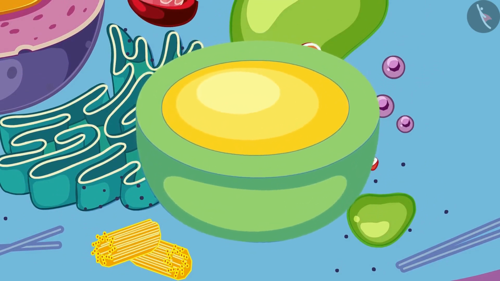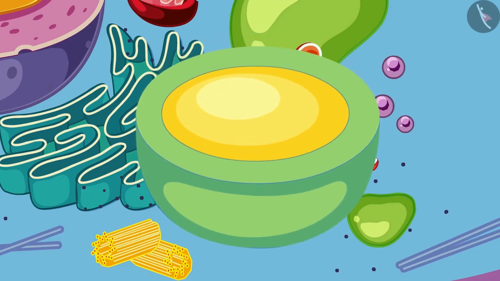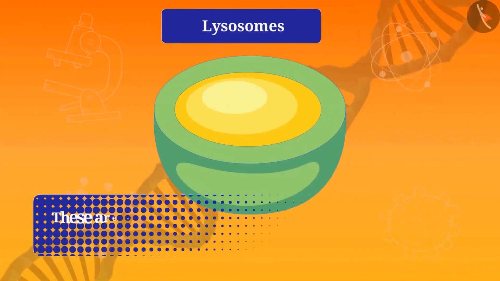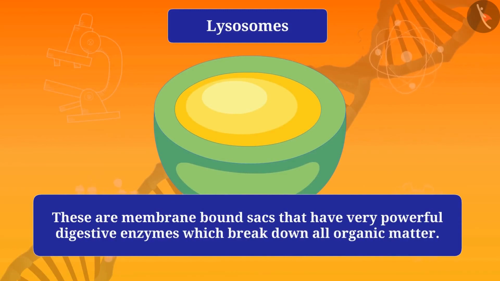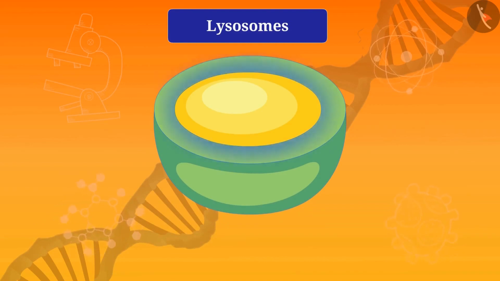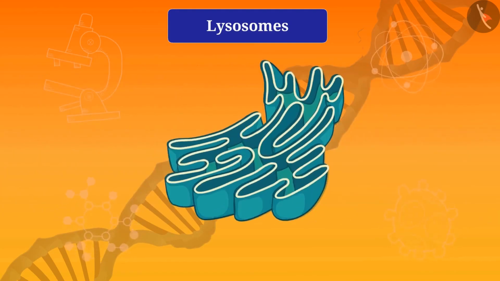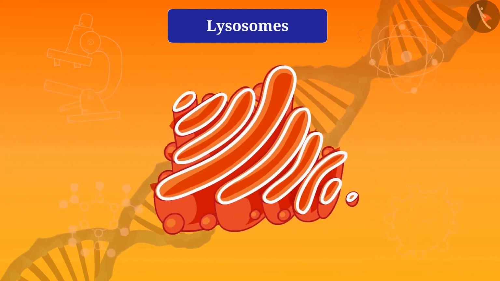Now, we will study about lysosomes. Lysosomes are membrane-bound sacs that have very powerful digestive enzymes which break down all organic matter. But friends, where do these powerful digestive enzymes come from? Well, these digestive enzymes are formed on smooth endoplasmic reticulum and packed in lysosomes from the vesicles of the Golgi apparatus.